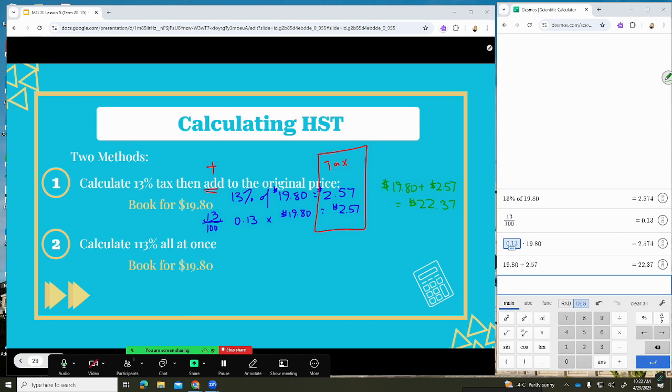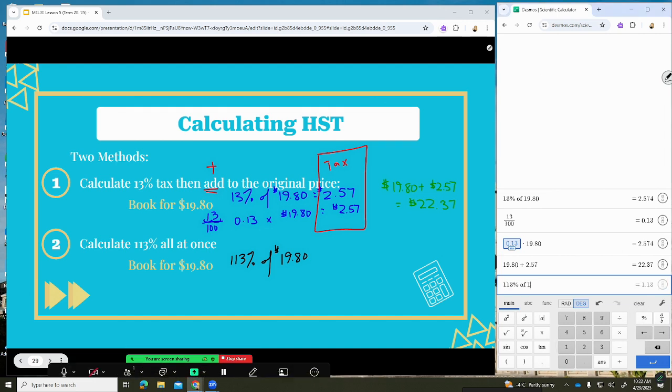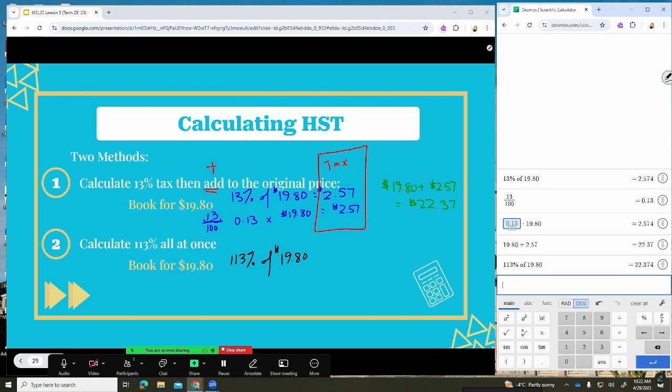Now that's a few different steps. First you're figuring out tax, then you're adding it to the total. So there's a second method. The second method is to calculate 113% all at once. If I want to do 113% of $19.80, I could type that straight into my calculator. What is 113% of $19.80? You'll see we get $22.37.